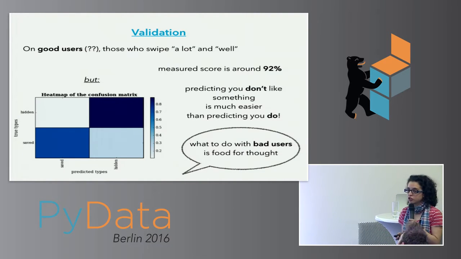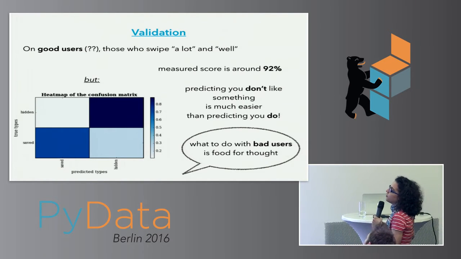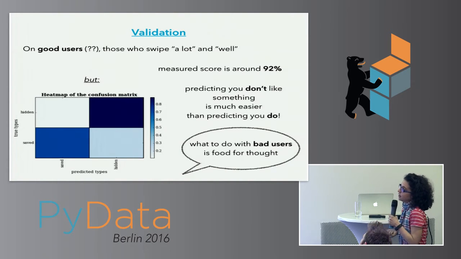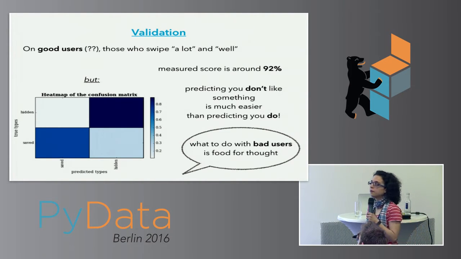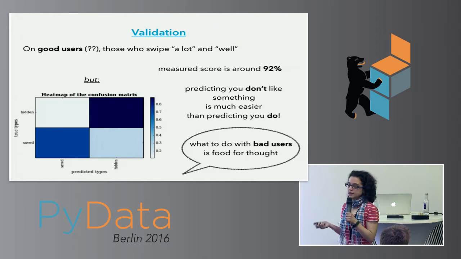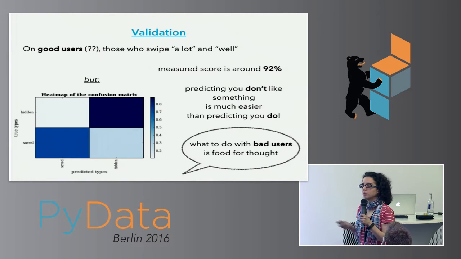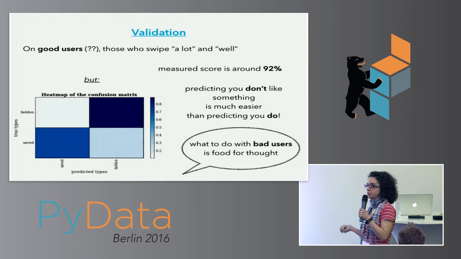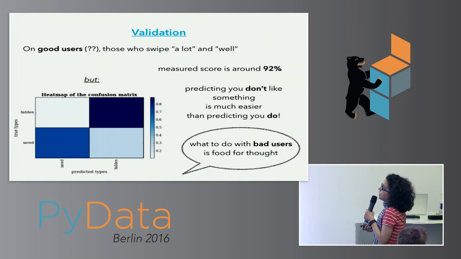given a look at the confusion matrix, we see that it is fairly easy to recognize that you don't like something, so a hidden recognized as a hidden. It is less easy to recognize that you like something. This is because of the imbalance of the several biases we have in the data. So it is food for thought to come up with a better way to compute the style profile, maybe different features we didn't think of. And in general, it is so much easier to predict that you don't like something than that you like something.